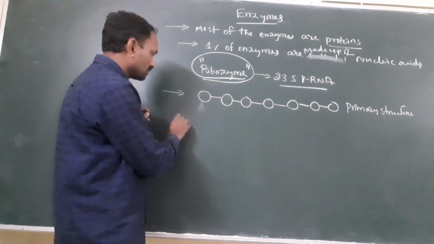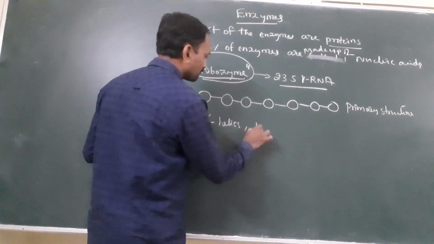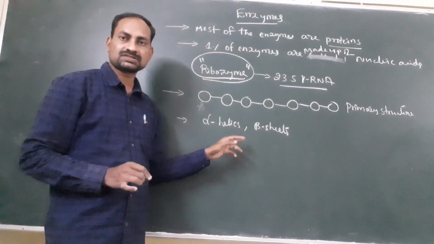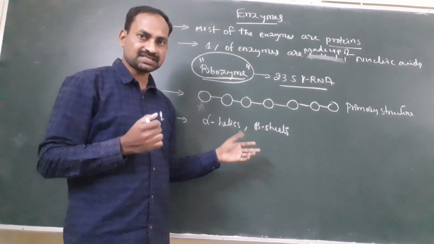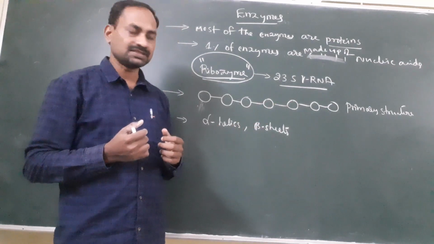So just see the alpha helix and beta sheets. These are the two secondary structures generally found in the protein structure.